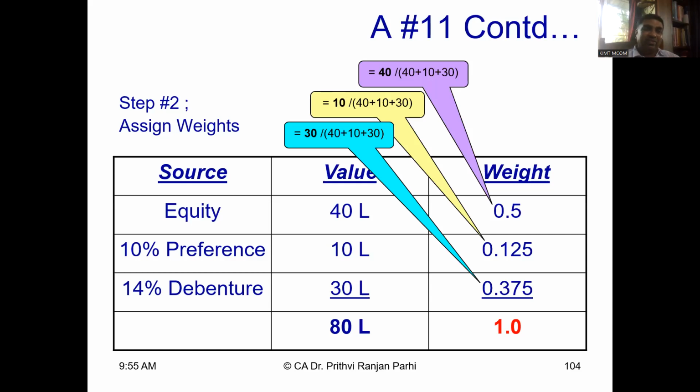Okay, now you assign weights. Weights are assigned 0.5, 0.125, 0.375. Try to understand how the weights are assigned, in the same way as explained earlier. 40 lakh divided by 80 lakh, it comes to 0.5. 10 lakh divided by 80 lakh, it comes to 0.125. Then 30 lakh divided by 80 lakh, it comes to 0.375.